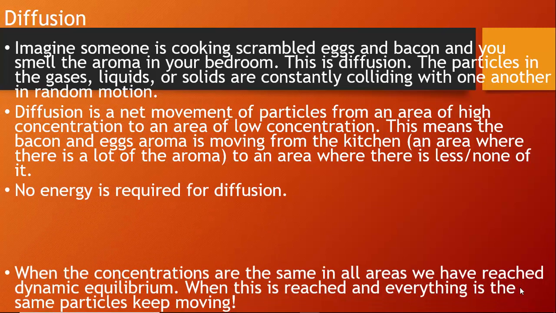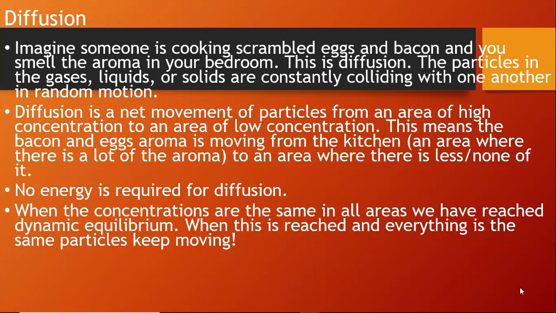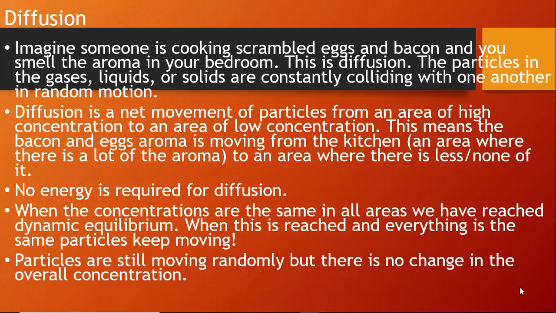Now, no energy is required for diffusion. When the concentrations are the same in all areas, we have reached what is known as dynamic equilibrium. When this is reached and everything is the same, particles keep moving. They do not stop. Particles are still moving randomly, but there's no change in the overall concentration because dynamic equilibrium has been reached, meaning everything is the same. The aroma in the house is the same all over, both in the kitchen, the bedroom, and the rooms in between. And that is what we call diffusion. And it's simply particles moving from where there's a lot of it to where there is none of it.